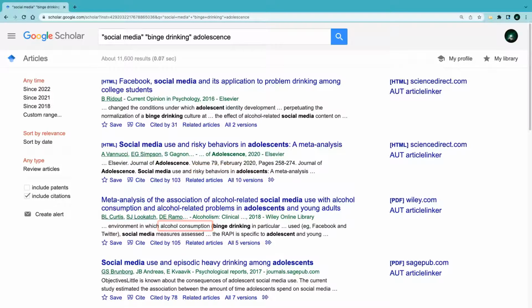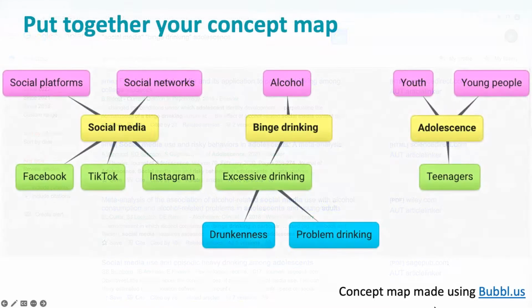Here we have entered our terms into Google Scholar. This is a good starting point to find scholarly articles or similar. As we think of more potential search terms, we can add them to our concept map.